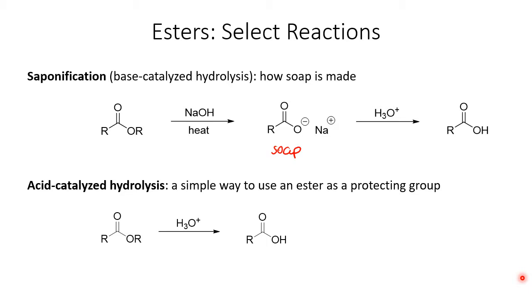So if you have a carboxylic acid in your molecule, it can get in the way because of that acidic proton. But what chemists often do is they will protect the carboxylic acid in the form of an ester, and they'll return it back to a carboxylic acid at the end of the entire synthetic process. So this type of acid-catalyzed hydrolysis is used a lot in peptide synthesis.